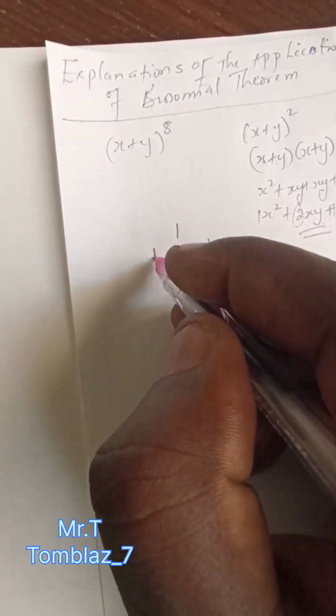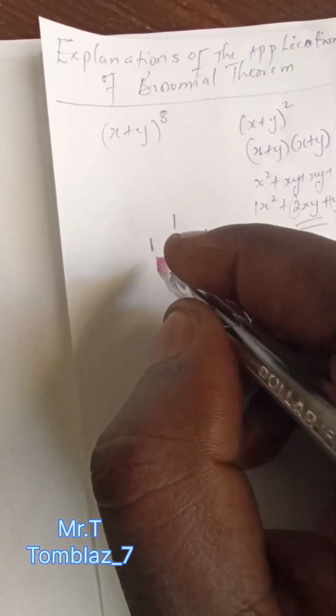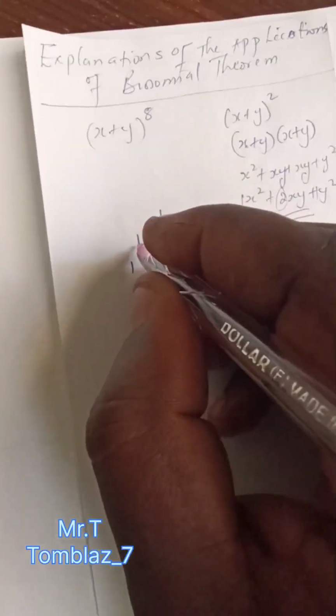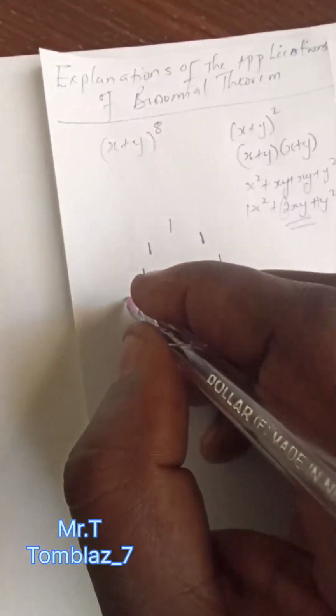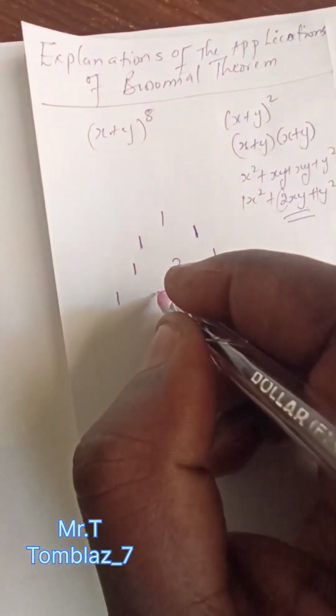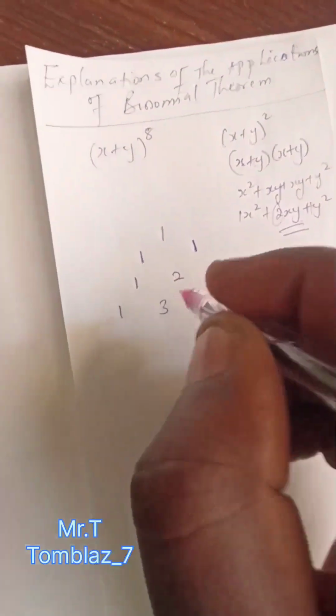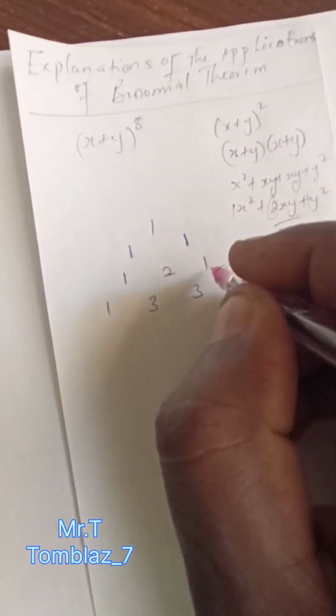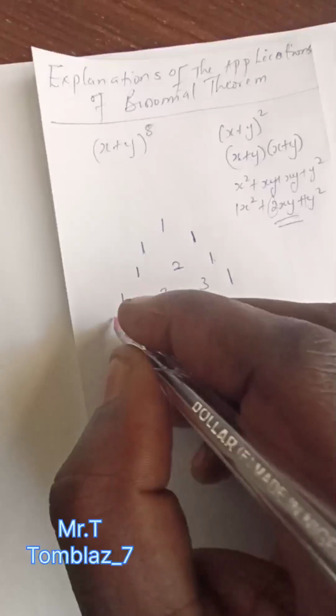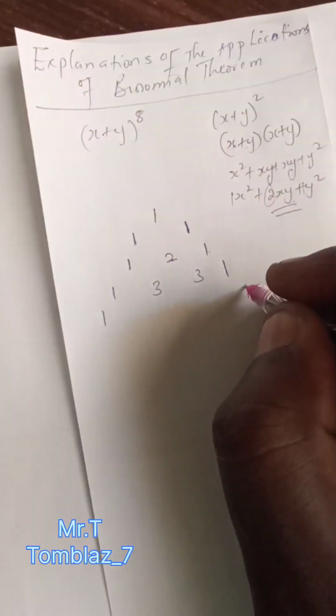Now in Pascal triangle, values are represented in a pyramidal shape, right? So we have 1 and 1 here and 1 here. Then we can now have 1 plus 1 will give you 2, and then 1 again. Then we have 1 again, 1 plus 2 will give you 3, 2 plus 1 will give you 3, and then we have 1 again. Then we have 1 here again and 1 here again.